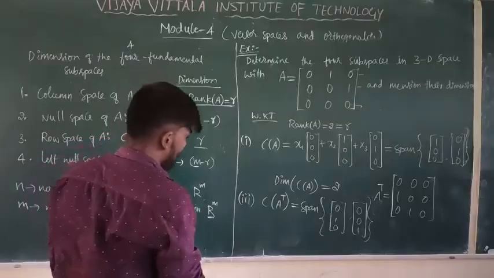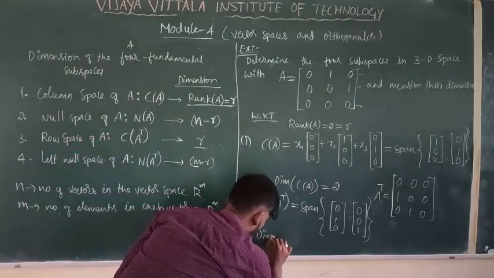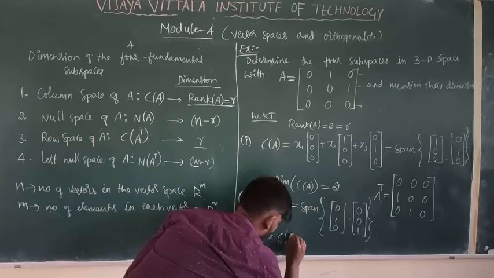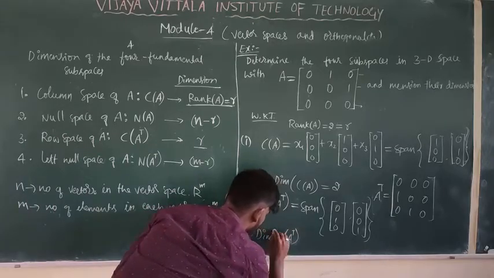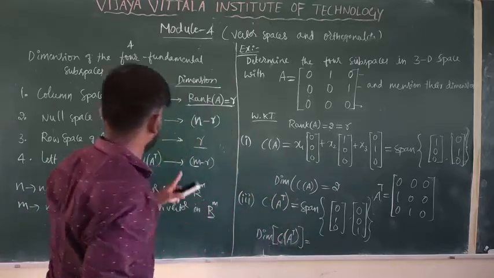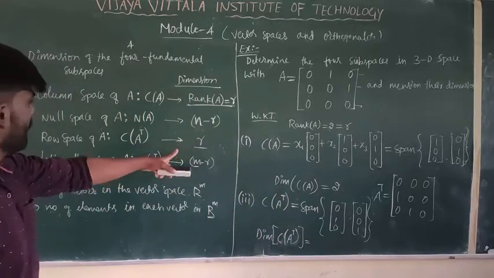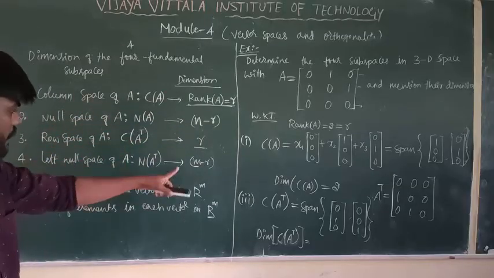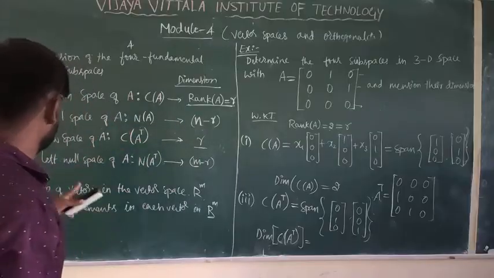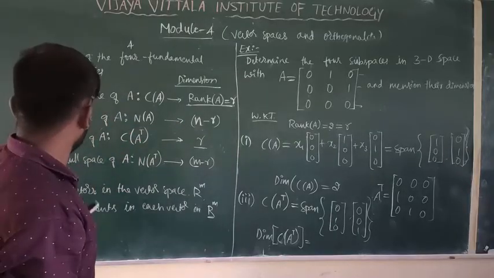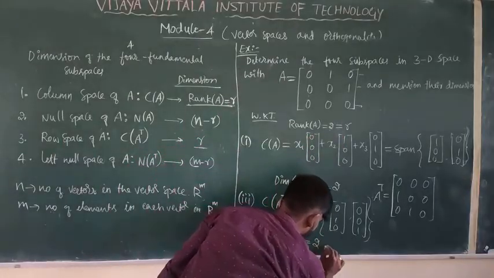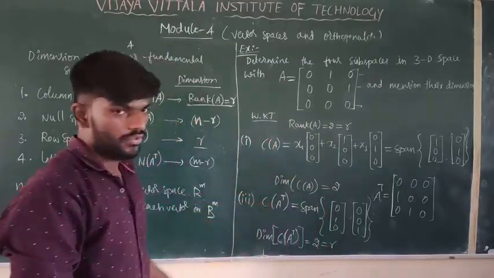For this, the dimension of the row space of A is equal to the dimension of the column space of A, which is equal to the row space of A. Therefore, the dimension of the row space of A is equal to 2. Rank is equal to 2.